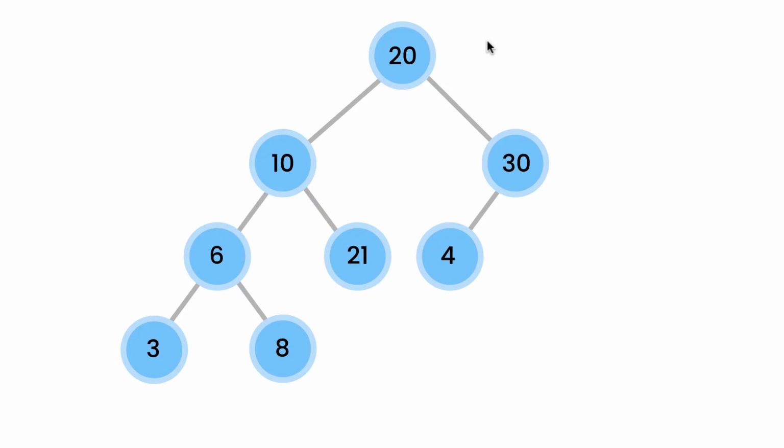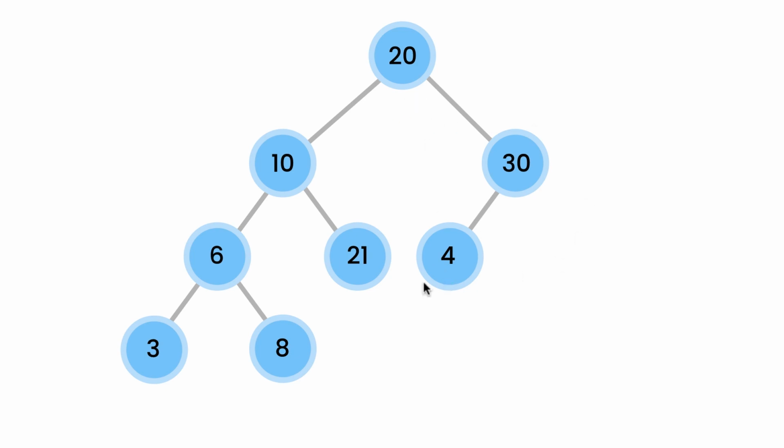Now back to this tree. Here we're dealing with a binary tree, but this binary tree is not a binary search tree. Because in a binary search tree, all the values in the left subtree should be smaller than the value of the root itself. In this example, we shouldn't have 21 here because 21 is not smaller than 20. Similarly, in a binary search tree, all the values in the right subtree should be greater than the value of the root itself. Once again, we shouldn't have 4 here because 4 is not greater than 20.